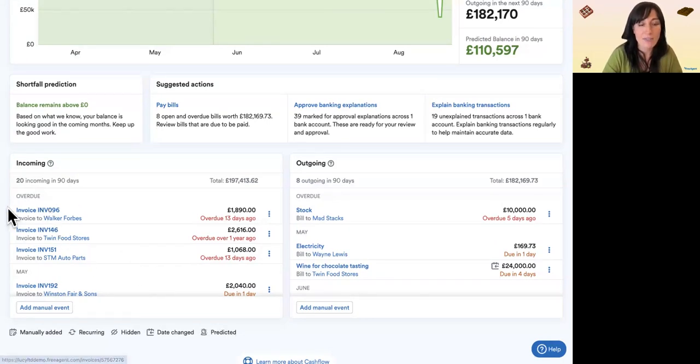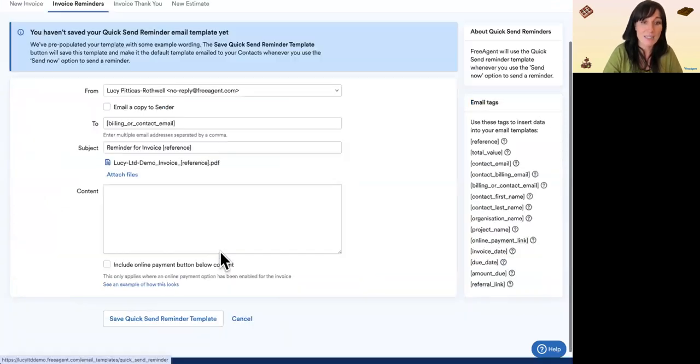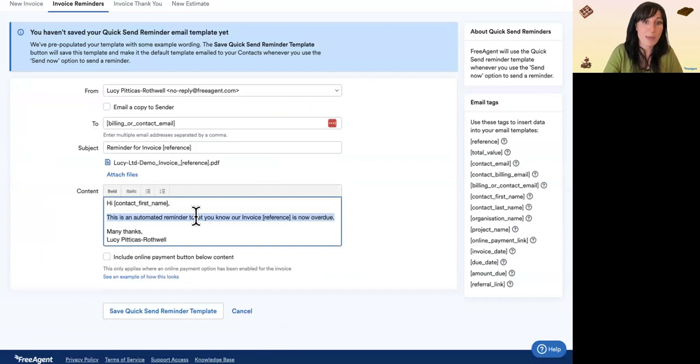Now, I can see here that I've got an invoice due from Walker Forbes. They bought a huge amount of chocolate from me, they spent £1,890. But I can see here that this is 13 days overdue. So I really need to chase them for that payment so that I can improve my cash flow. What I can do here is go into this. I can create a quick send template to chase them, give them a reminder just to let them know that their payment's actually overdue.